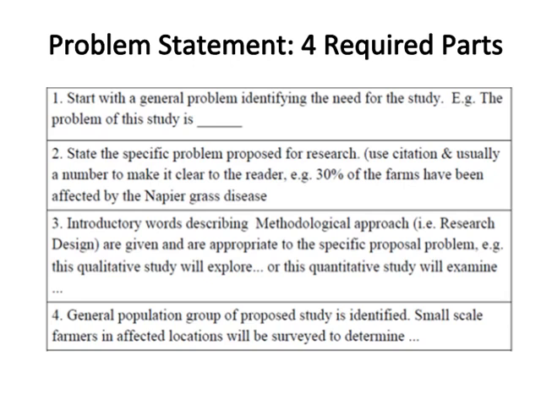Number 3 part is introductory words describing the methodological approach, such as research design, which are given and are appropriate to the specific proposal problem. Example is, this qualitative study will explore or this quantitative study will examine. Number 4 part is the general population group of the proposed study is identified. Small-scale farmers in affected locations will be surveyed to determine.